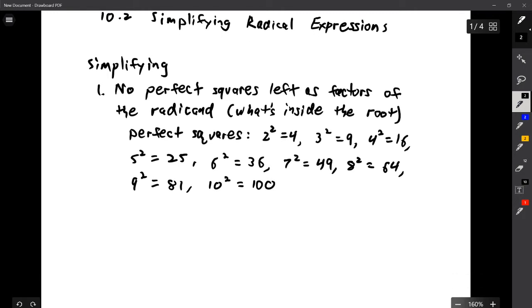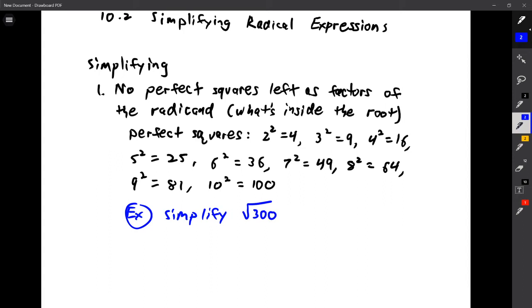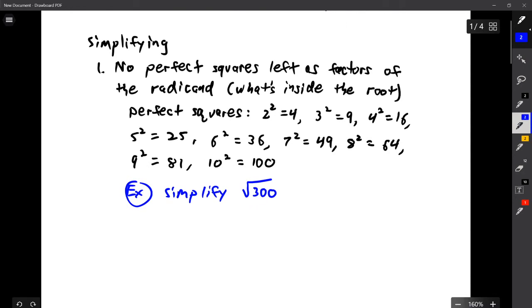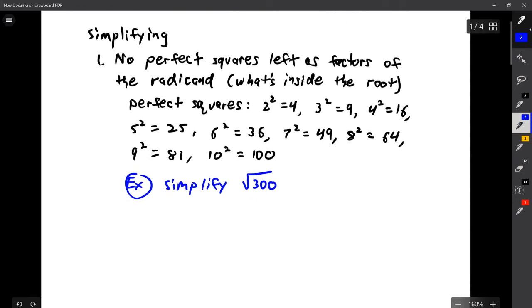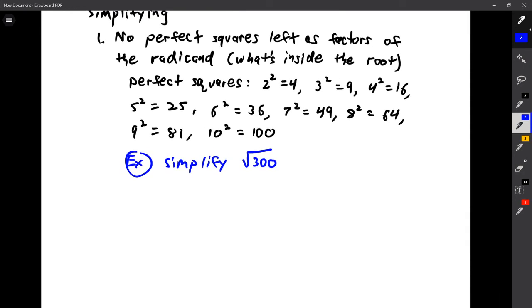Okay, so what do we mean by no perfect squares left as factors of the radicand? Well, let's do one quick example of what that would look like. So let's just say you had simplify the square root of 300. Now, before I do that, though, I need to lay one other piece of groundwork about how multiplication and division works with square roots. This is kind of a little side note.